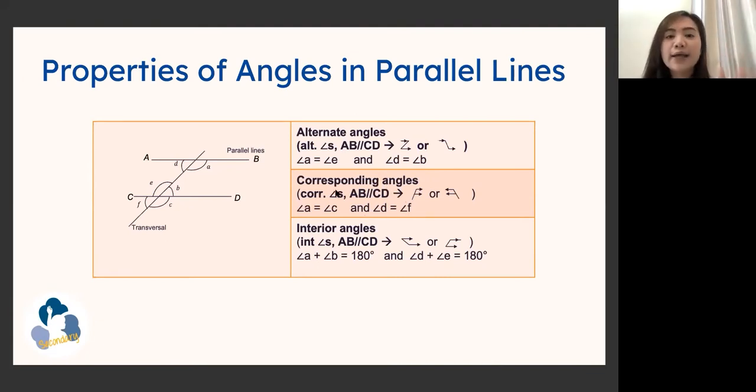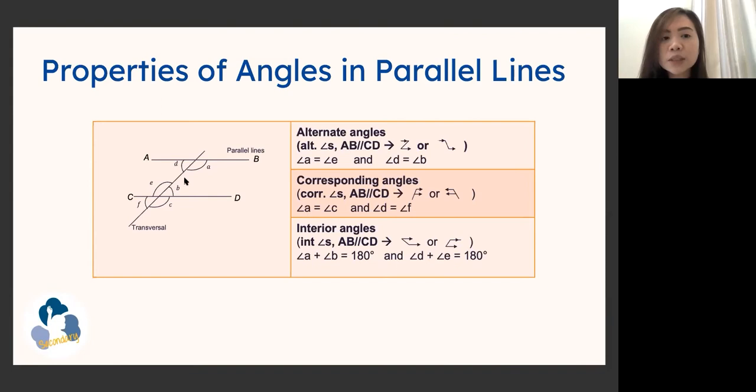Then corresponding angles are framed by the capital letter F. So we can use the capital letter F to identify corresponding angles. And they take the same relative positions. So for example, A equal to C, D equal to F. You notice that they take the same relative position with respect to the parallel line. That's why they are equal.